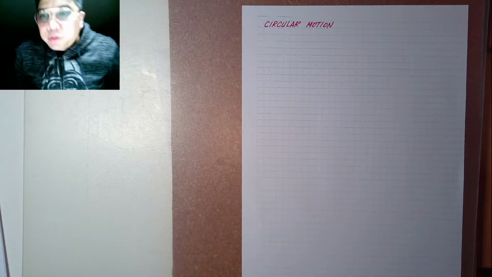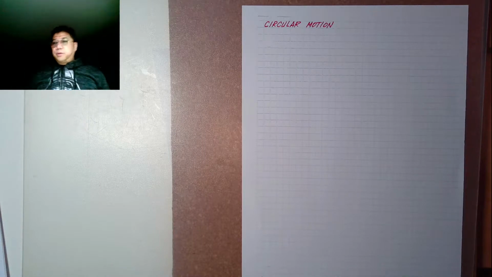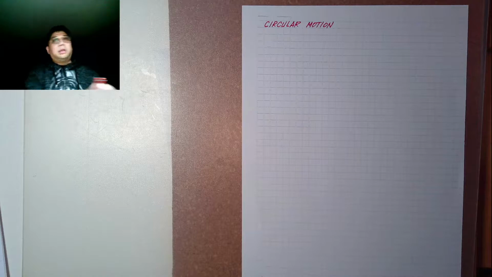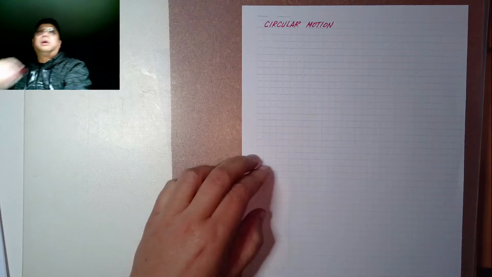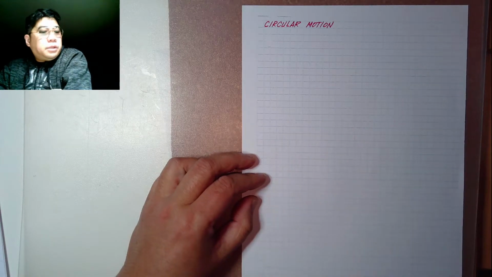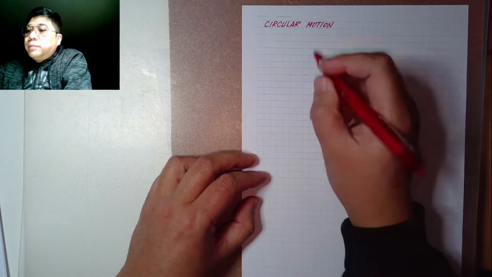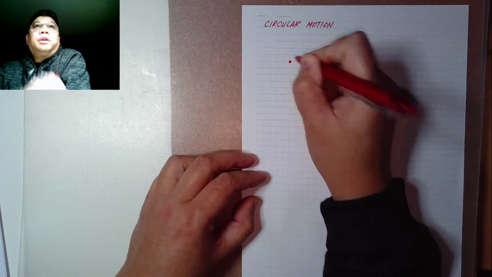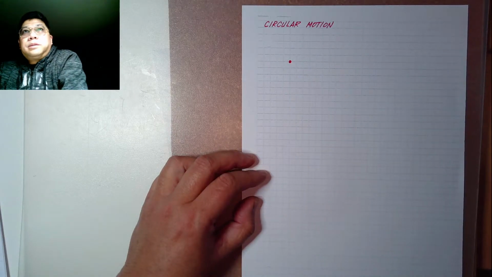So here's an introduction on the topic of circular motion. In previous lessons, we learned about objects moving in uniform motion, such as in a straight line. For example, a dot represents the position of an object. So let's say this is the original position.